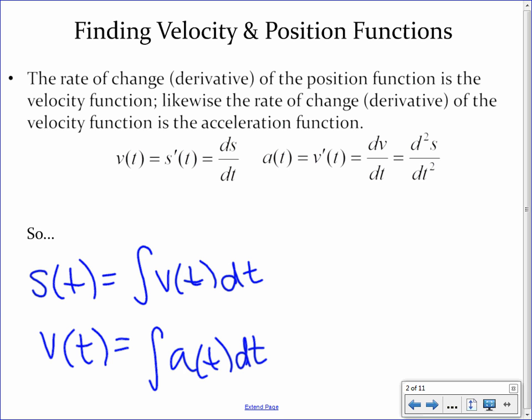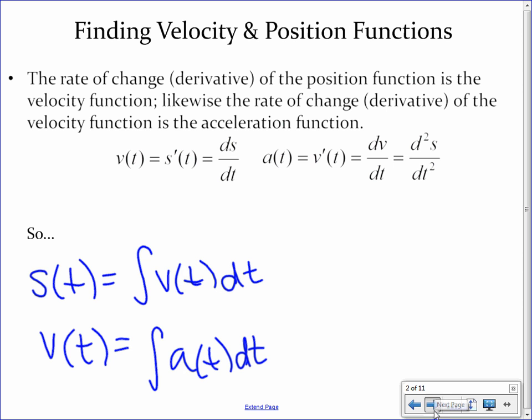Now, when we take the antiderivative, we always have that plus c constant if there are no limits of integration. So if we want the actual position function from velocity, we're going to have some initial conditions. We're going to have to know at least something about where our position is at a certain time.